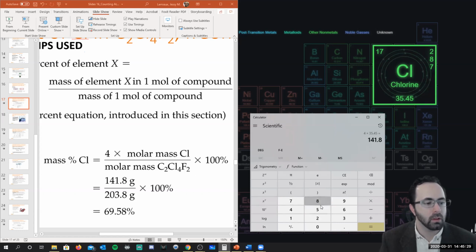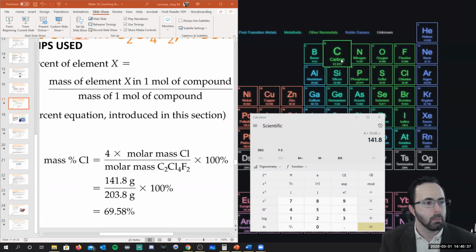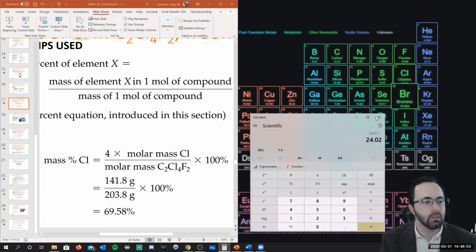Okay, so let's do this kind of quick style in the calculator since we've done a few of those already. For carbon, the mass is 12.011, and we're going to have 2 moles of carbon atoms in it. So we say 2 times 12.01. This is going to be the mass of the carbon atoms. Then we're going to add the chlorine atoms, which was 4 times 35.45, and we got 165.82. Last, we have to add the 2 moles of fluorine atoms, 2 times 18.998.